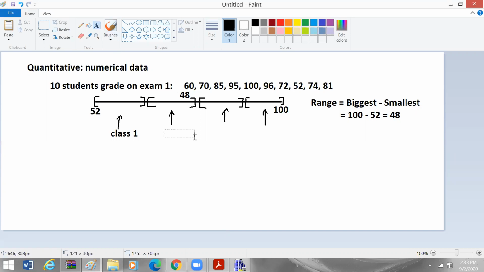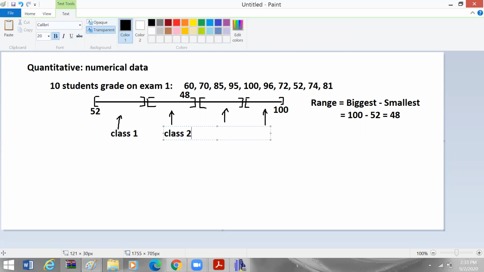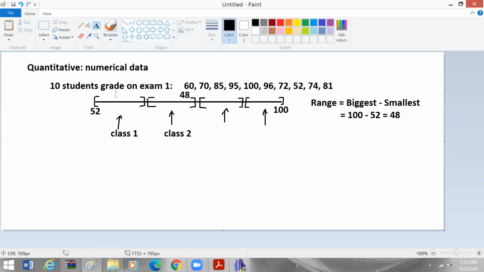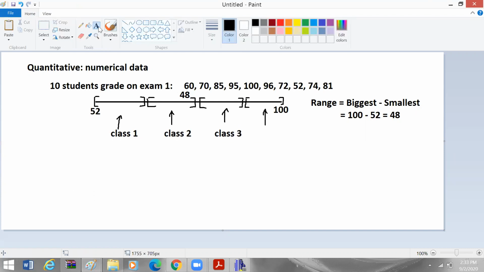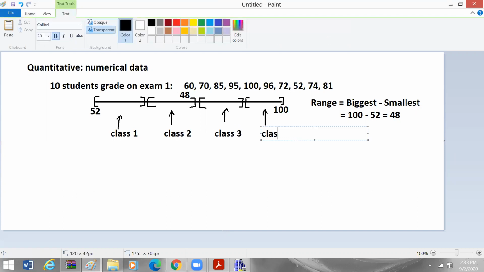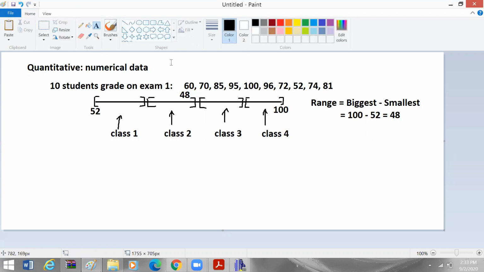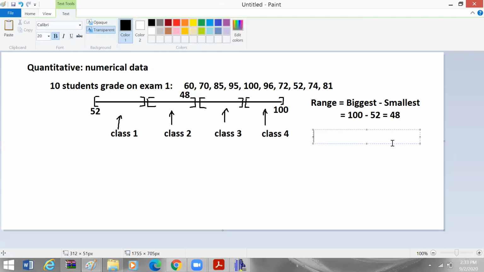So each class should have the same range, the same equal part. That part is called class width, okay? Class width. All right, so I just want to go a little bit slow for all of us. So the class width will be what? The class width will be this range. So let's say between 52 to a certain number, right? So the class width is here. So we have 4 equal class widths for this.